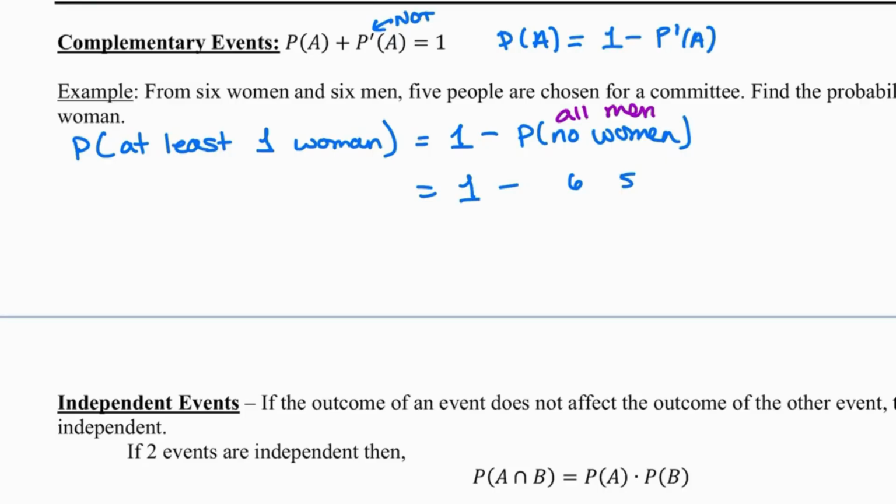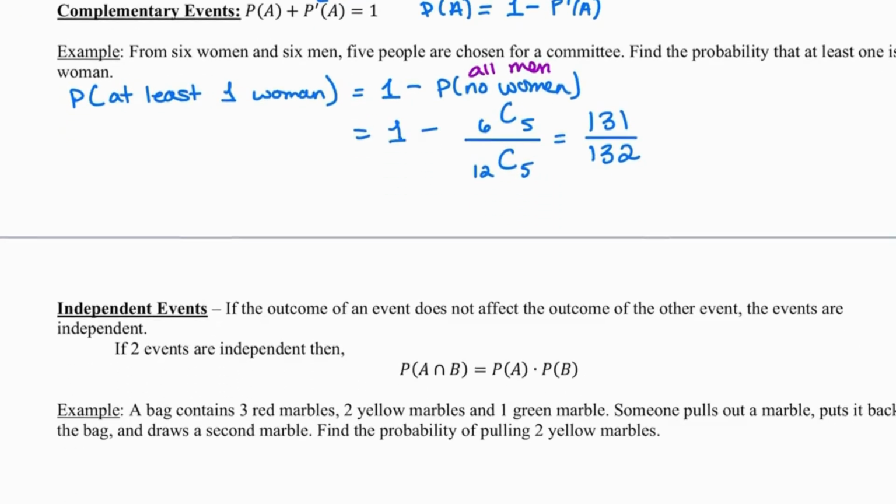If you labeled all 6 of these men 1 through 6, the committee with 1, 2, 3, 4, 5 will be the same committee as having 5, 4, 3, 2, 1. So the order doesn't matter. So this is a combination. But then you have to be careful of what's the total number of committees here? Well, how many total people do I have? Well, 12. And again, I'm not putting them in specific offices, so it's a combination, 5. So you end up doing the math and do 1 minus that, and you end up getting 131 out of 132 different committees would have at least 1 woman.